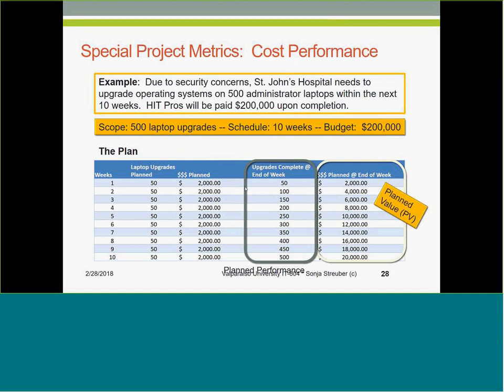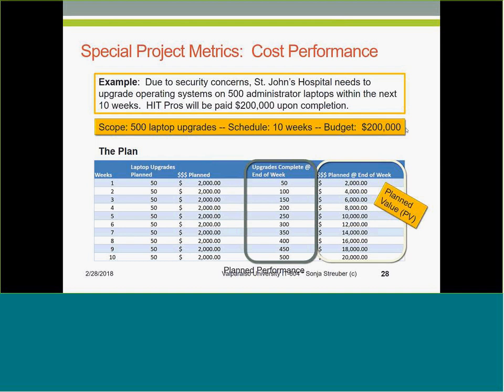So let's say that we have St. John's Hospital. St. John's Hospital needs to upgrade the operating systems on 500 administrator laptops within the next 10 weeks. Our company is paid $200,000 upon completion. Yay! Right? So here we go. 500 laptop upgrades in 10 weeks with a $200,000 budget. How can I tell that this project has been managed well by a good project manager, or can I tell that the project manager has failed? This is how to calculate the metrics.